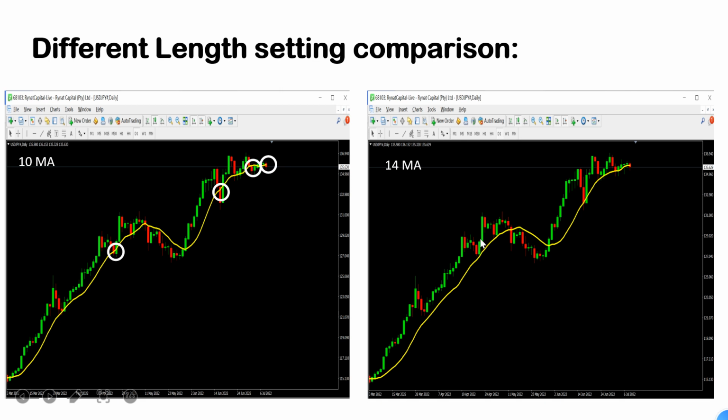So in this case, we could say the 14-day MA is more suitable for USDJPY in this period, right? So we can see the result from the chart.